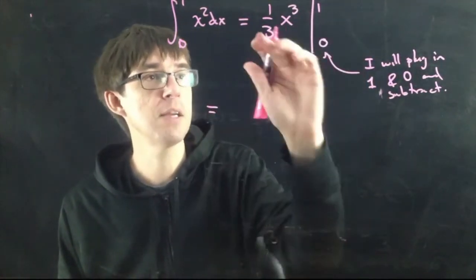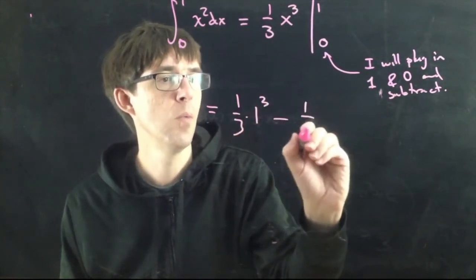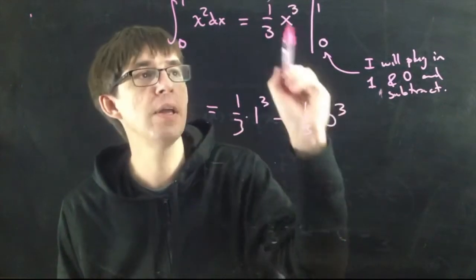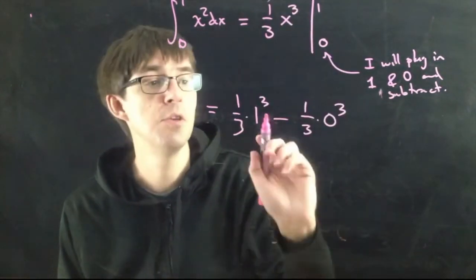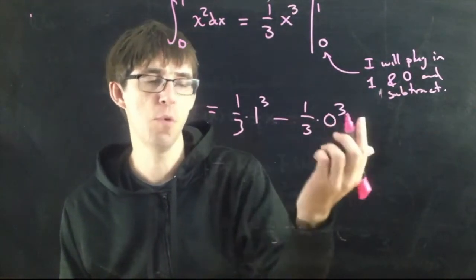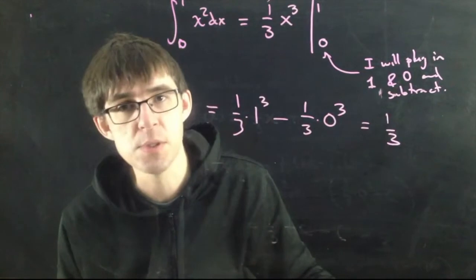So next step, you actually plug them in. I got 1/3 times 1 cubed minus 1/3 times 0 cubed. You go through this whole formula, plug in the top value everywhere, and then you go minus, and you plug in the bottom value everywhere. And then you simplify if you want to, I suppose. This is just 1/3, right? For all the same reasons we said before.